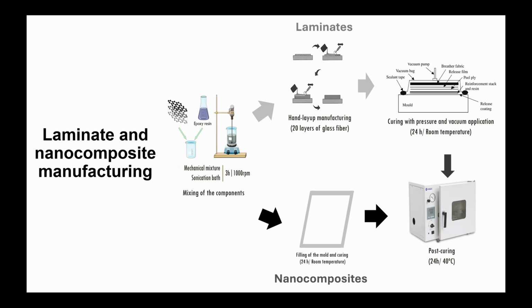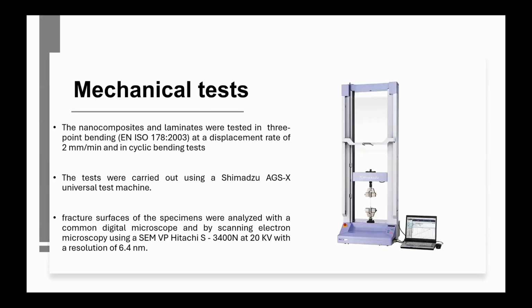As for the nanocomposites, the first process was the same as the laminate, which is a mixture of the components. After that was the filling of the molds for also 24 hours at room temperature, and the same post-curing process for 24 hours at 40 degrees. For the mechanical tests, we performed 3-point bending tests at a displacement rate of 2 millimeters per minute, and we also performed cyclic bending tests. After the tests, we took microscope images.